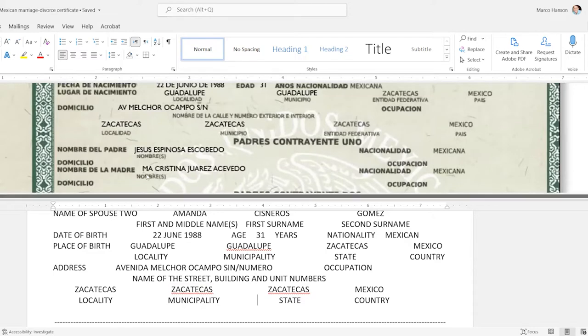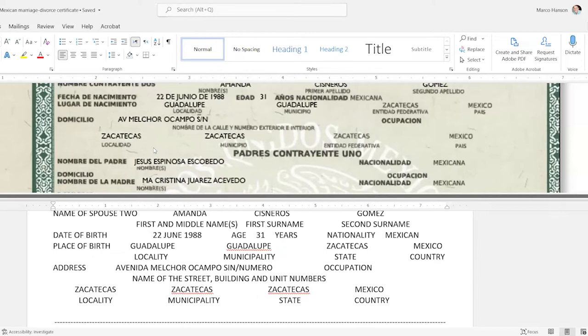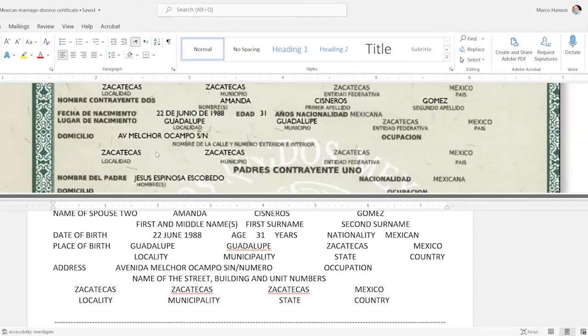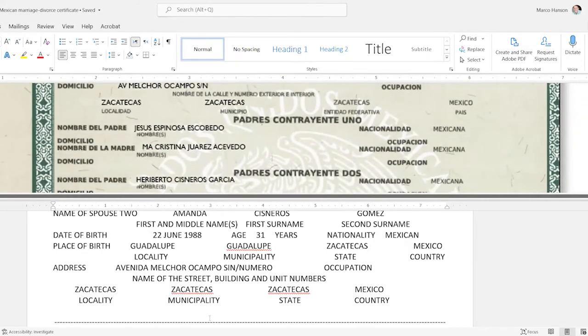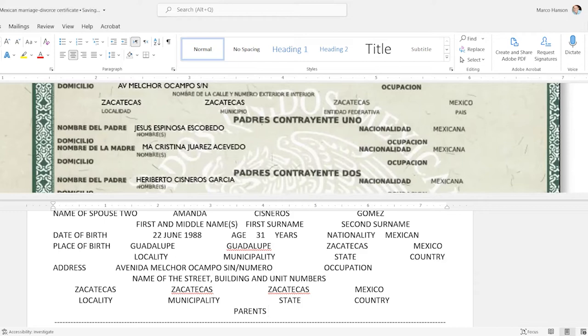So address, let's see, down here we have Zacatecas, Zacatecas, Zacatecas. So that's the same for both of them, okay. Next we have the parents of spouse one. I kind of don't put the fathers, even though padres also means fathers here. I'm pretty sure it means parents, parents of spouse one.